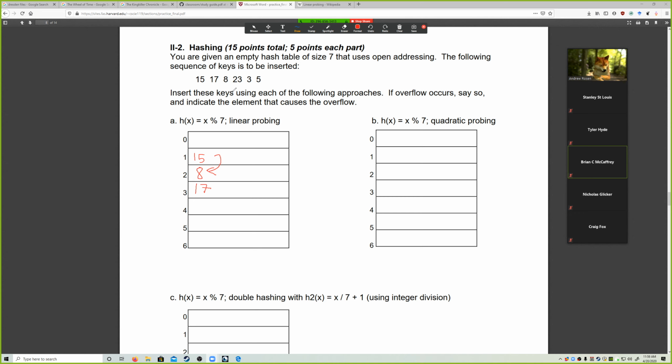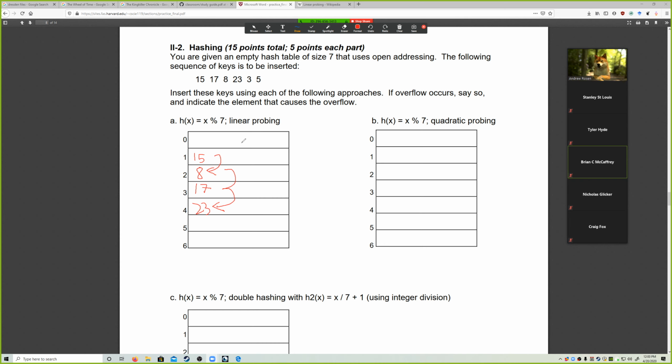Next, 23. 23 mod 7: we can subtract 7, then 7, then 7, for a grand total of subtracting 21. So 23 minus 21 gives us 2. We want to put it here, but we can't because it's taken. So we'll try the next spot, but that's taken too, so we're going to put it over here. Make sense?